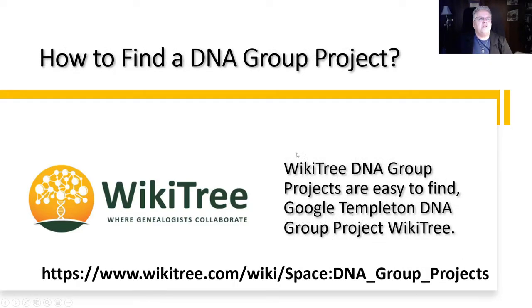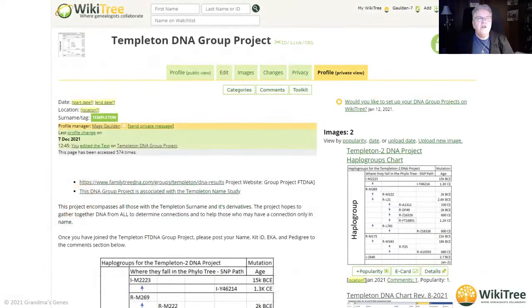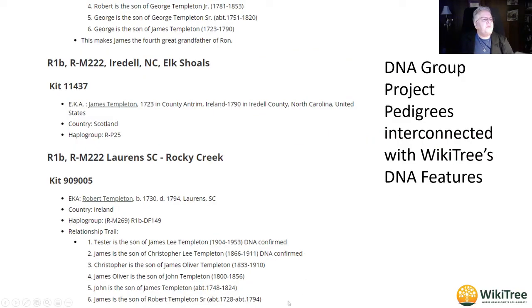If you want to find a WikiTree DNA Group project, you type Templeton DNA Group project and WikiTree, and you will find the Templeton DNA Group project at WikiTree. If you want to see if your surname or your location has a group project, you can check the Space Page DNA Group Projects project for that information, or contact one of those members and they'll get you set up with the name study and get a DNA Group project started. For WikiTree, some of the things you can do is show charts, and you can show the pedigrees and other information for each one of the kits.